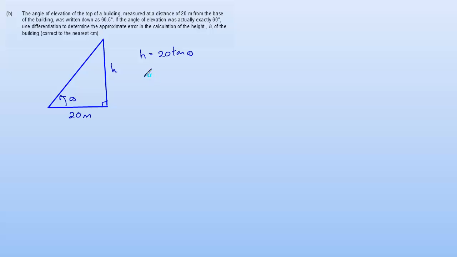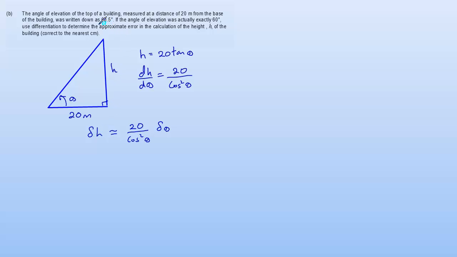Now clearly we're going to need dh/d theta because we're going to be doing delta h in terms of delta theta. Now you should know that tan differentiates to 1 over cos squared. So this is 20 over cos squared theta. So we have delta h is approximately 20 over cos squared theta delta theta.